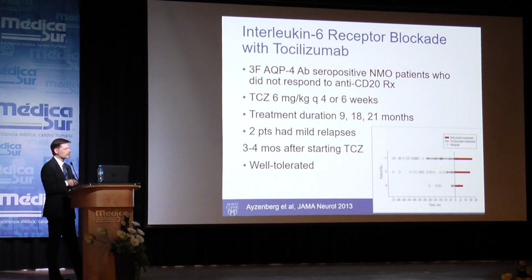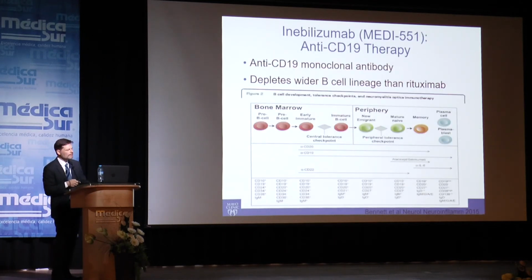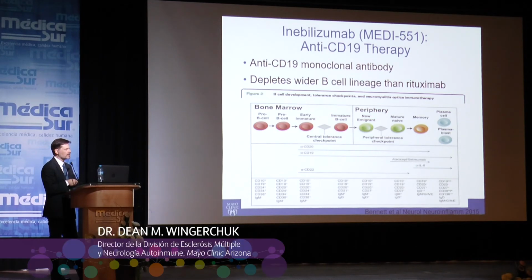One can also interfere with interleukin-6, a very, very important cytokine in this disease, with an available drug called tocilizumab, and there's a form of this that's also being studied in a phase 3 trial. There's an anti-CD19 therapy called MEDI551, or inebilizumab, an unpronounceable antibody name, and it depletes a wider B-cell lineage than rituximab. One of the exciting things is that it covers plasma cells, plasmablasts. These are the ones that are actually making antibodies. So if we could deplete those, we might have a more effective therapy than rituximab, which does not get at those cells.